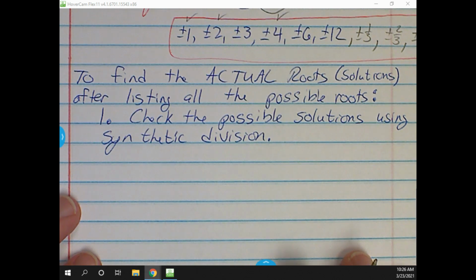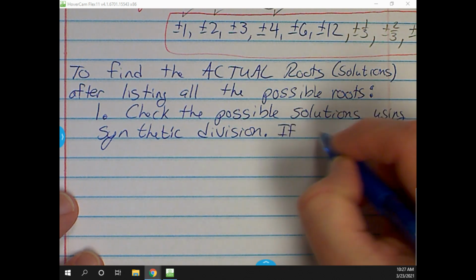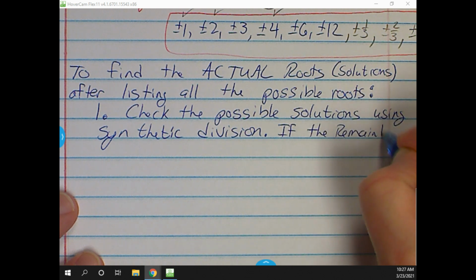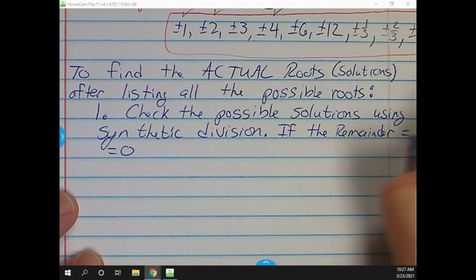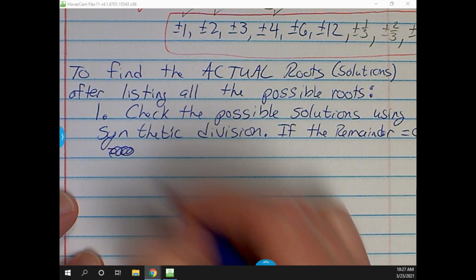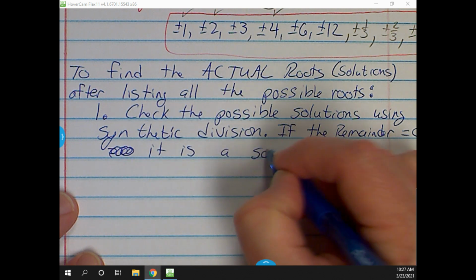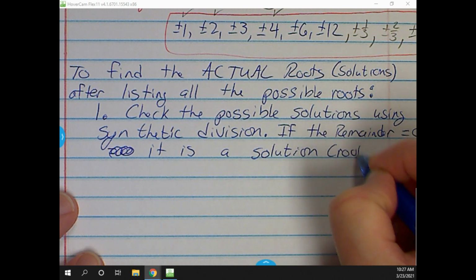All right, and people are like, well, what are we doing here? When you check synthetic division, you need the answers that have a remainder equal to 0. So if the remainder equals 0, then it is a solution or a root.